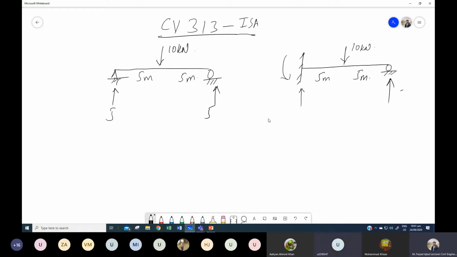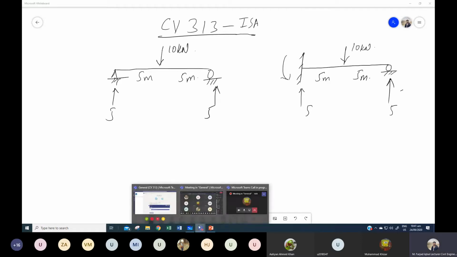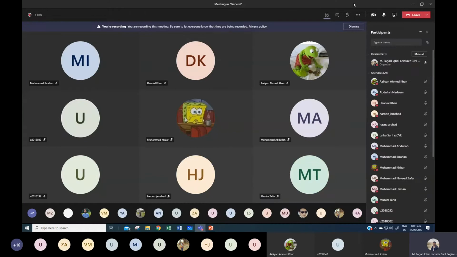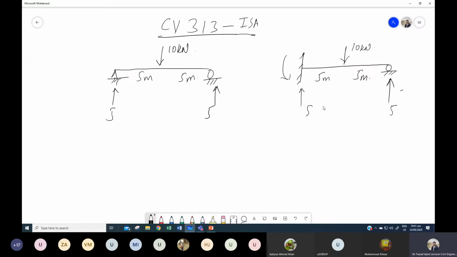5 sir, 5 and 5 will be vertical. And this one. Think about it. You have 1 minute. Anyone? It will be zero. Movement is 0. Anyone else? Sir, it will be zero only, your moment.